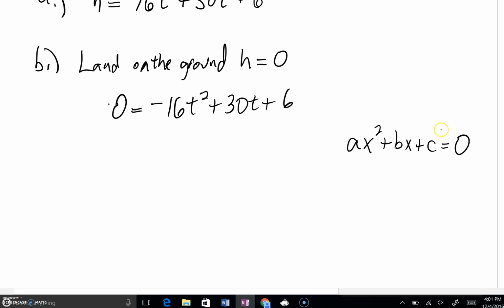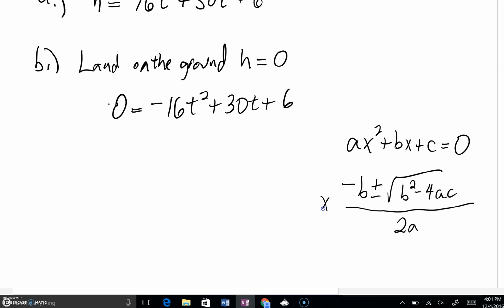The quadratic formula will always come to our rescue. And the quadratic formula is opposite b plus or minus the square root of b squared minus 4ac all over 2 times a.